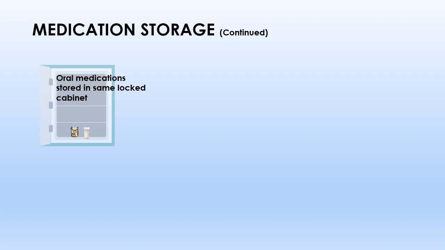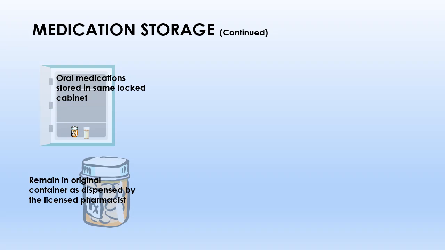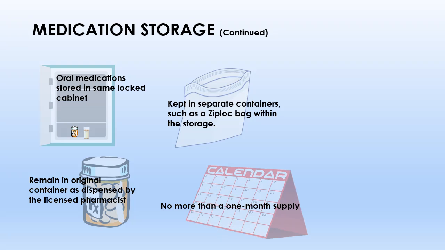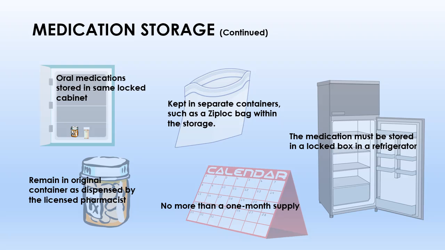Oral medications can be stored in the same locked cabinet. All medications must remain in the original container, as dispensed by the licensed pharmacist, with labels intact. Prescription medications are to be kept in separate Ziploc bags within the storage area. There should be no more than a 1-month supply of any prescription, including PRN medication, available. If refrigeration is required, the medication must be stored in a locked box within the refrigerator.